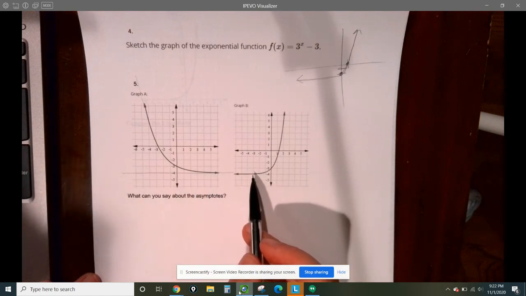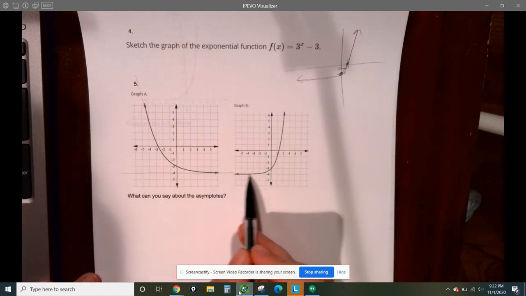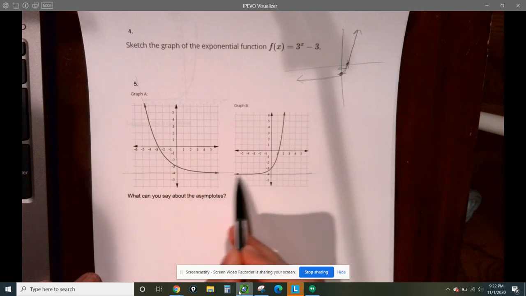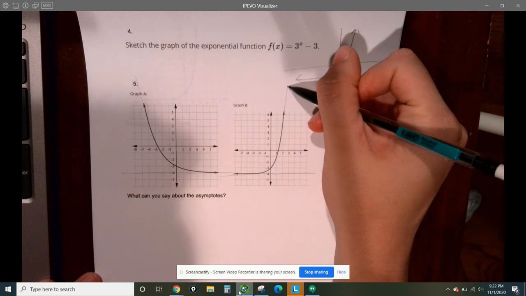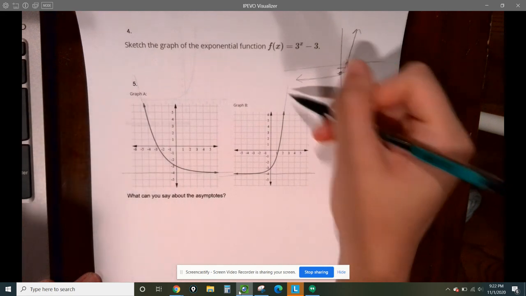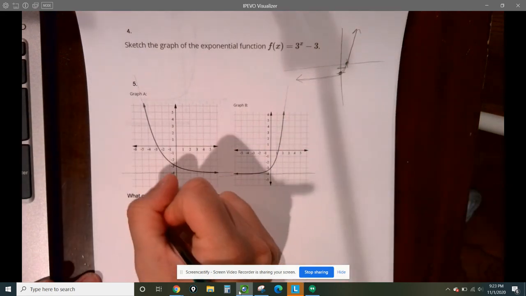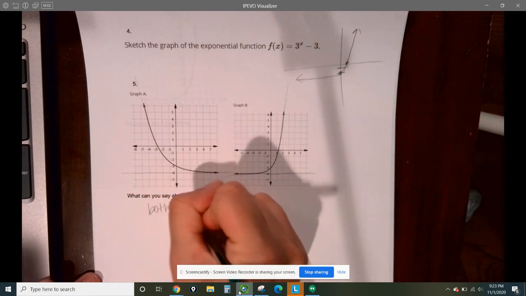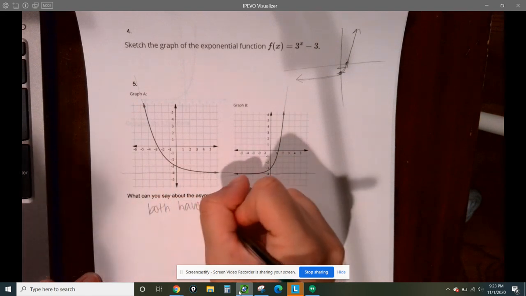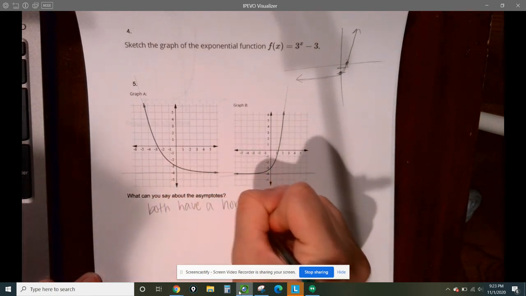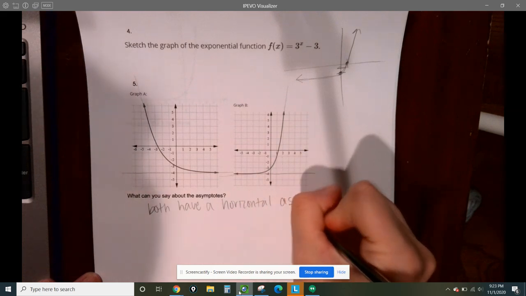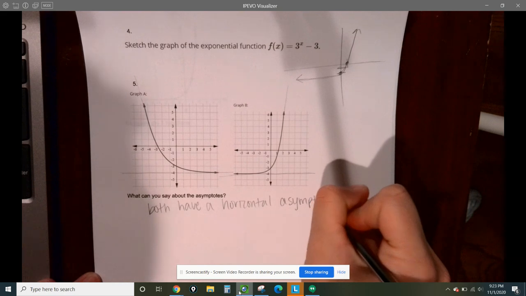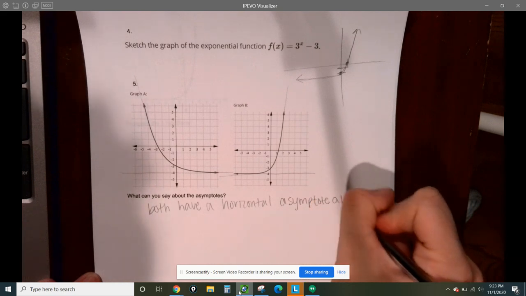Looking at graph B, I also see a horizontal asymptote at -4. And then this one, we can't really tell. It's still going out a little bit, so we don't have enough information there. So I would say that they both have a horizontal asymptote at -4.